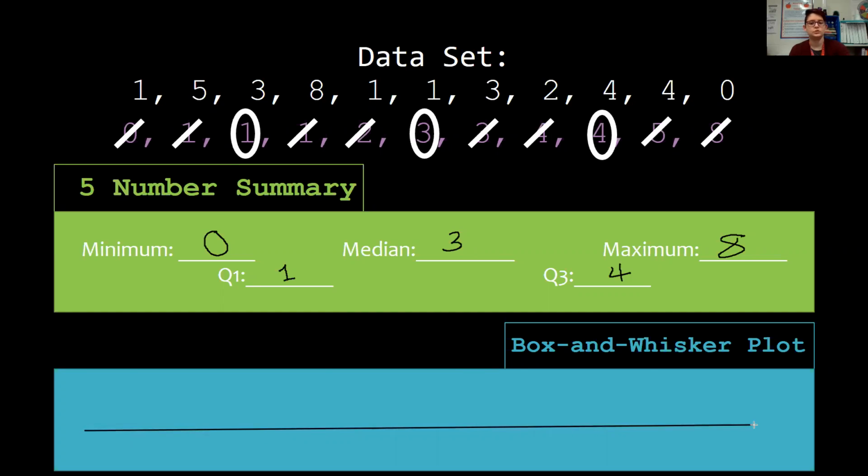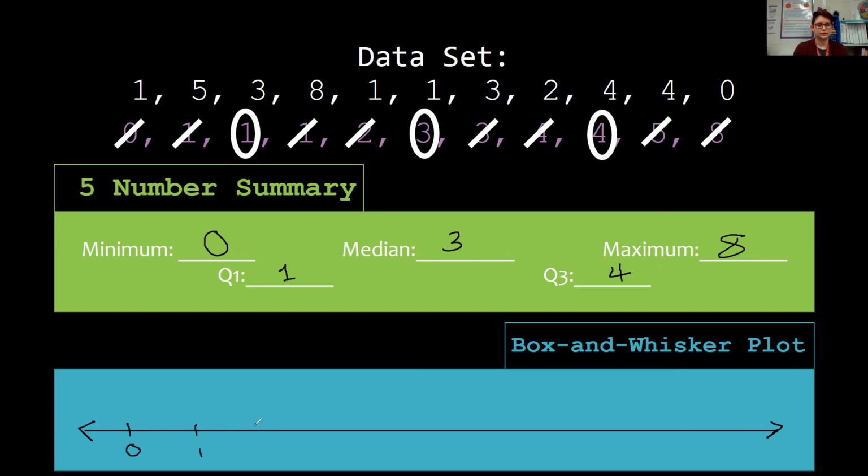So we start by drawing a number line, and we look at our minimum and our maximum to see what numbers we need to include on the number line. So this box and whisker plot goes from 0 to 8. So I'm going to put those numbers on the number line, except I'm not going to skip numbers.